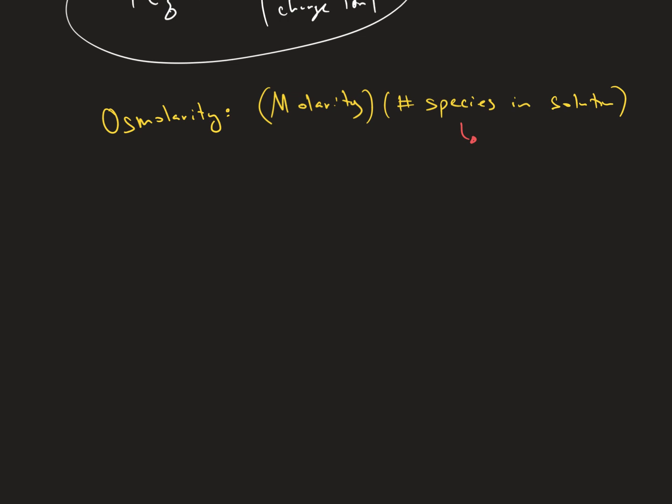1 sodium and 1 chloride. You with me? Because sodium chloride is a 1-to-1 ratio. But if it's magnesium chloride, MgCl2, how many particles are going to be in solution? 3. Well, that's not how many particles, but that's how many species are in our solution. 3 different species: 1 magnesium and 2 chlorines. Good?